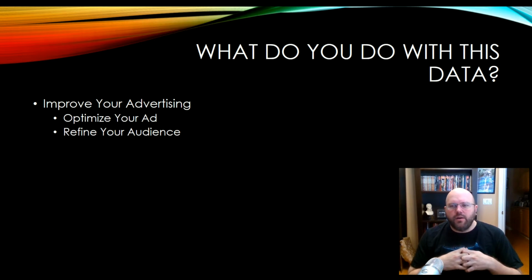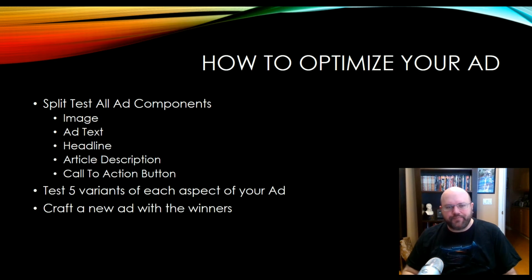All right, so let's talk about what you can do with this data. Now that you know about click-through rate, cost per click, and conversion rate, what you want to do is take this stuff and start thinking about how you can improve your advertising. And there are two ways you can do this, okay? The first is to optimize your ad, and the second is to refine your audience, okay? So we're going to go through that right now.